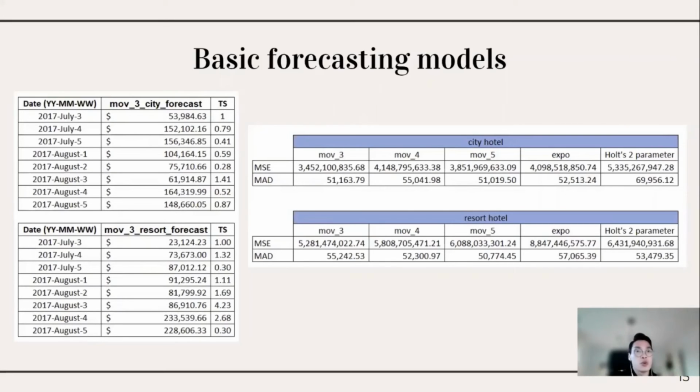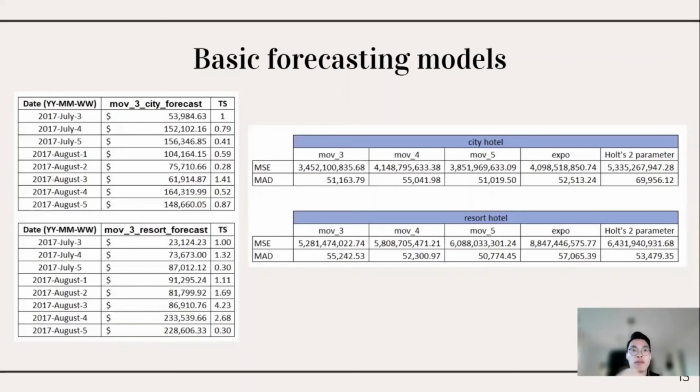However, for resort hotels, the tracking signal is greater than 4 during the 3rd week of August 2017 at 4.23. So consequently, this model needs further examination and potentially a more advanced forecasting method such as the Holt-Winters or the ARIMA method should be employed to ensure the accuracy of the forecast.